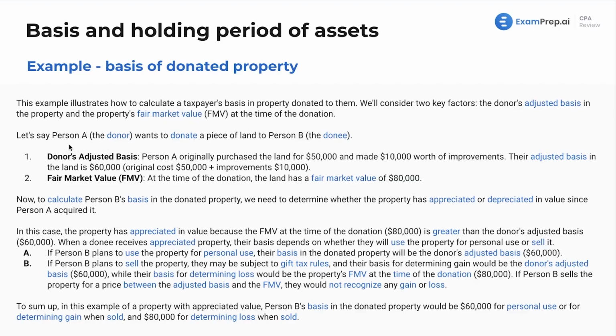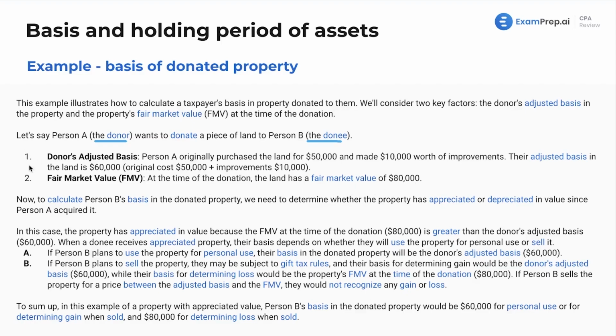donation. Now, let's say person A, who is the donor, wants to donate a piece of land to person B, the donee. So person B is going through a rough time. You want to help them out, give them something, kind of like gifting as well. So donor's adjusted basis. Person A originally purchased the land for $50,000 and made $10,000 worth of improvements. Their adjusted basis in the land is going to be that $60,000, which is the original cost of $50, plus improvements of $10. The fair market value that's going to be given to you, that is $80,000.